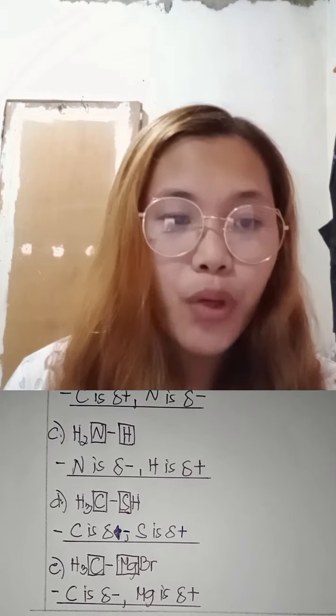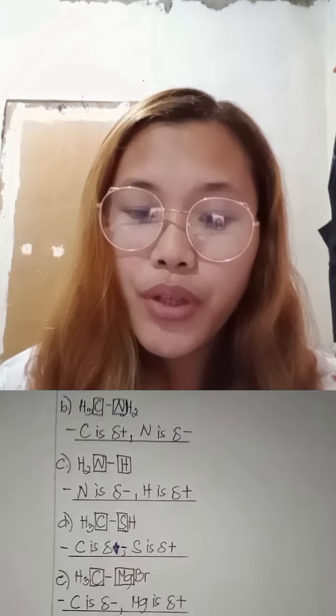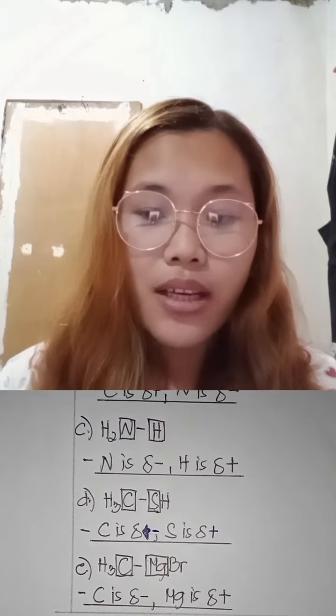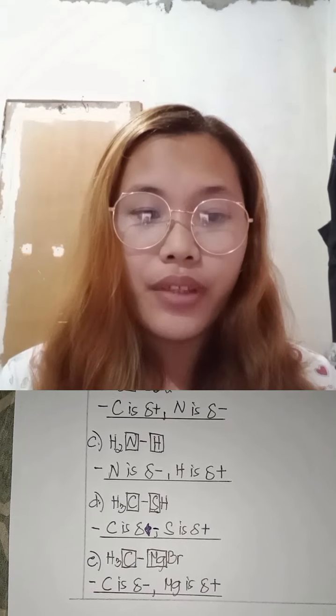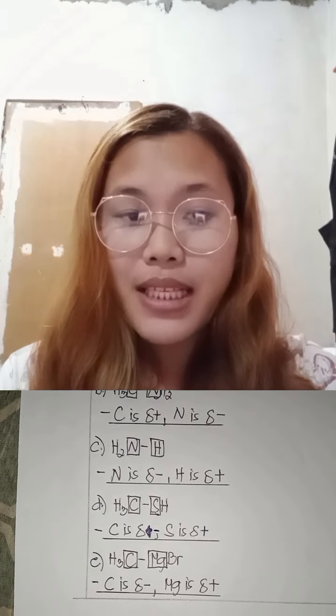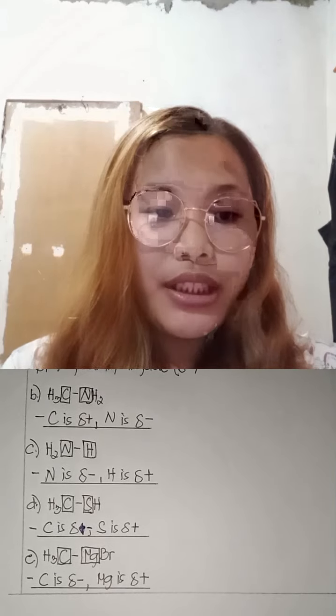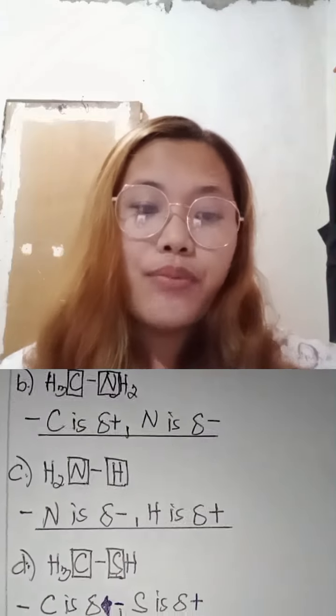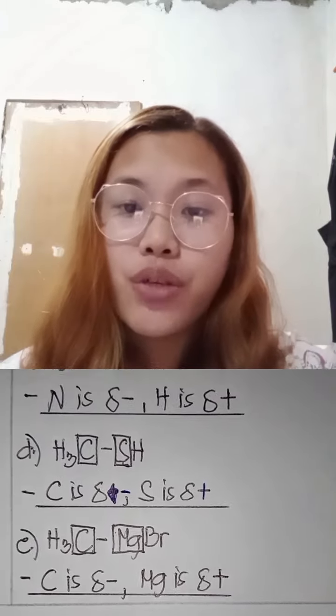Letter D, carbon and sulfur. So carbon has 2.5 electronegativity and sulfur is 2.4. So that means carbon is more electronegative. And this means carbon is partially negative and sulfur is partially positive. Letter E, carbon and magnesium. So carbon has 2.5 electronegativity and magnesium has 1.2. So carbon is more electronegative. That means carbon is partially negative and magnesium is partially positive.